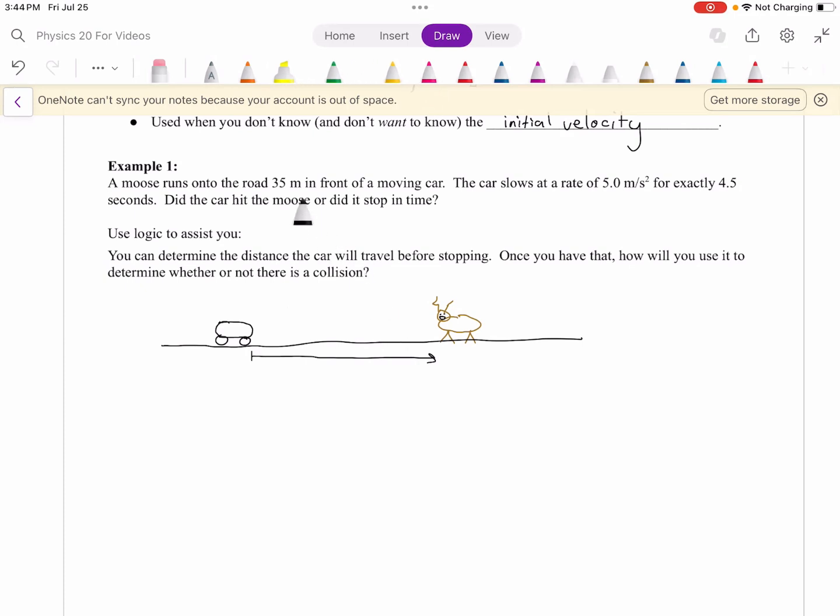And then we can compare it to 35 meters. So the car slows at a rate of 5 meters per second squared for exactly 4.5 seconds. Now, very important to note here, right? The car is going slower. So whatever direction we define as positive, what does that mean for this acceleration? It needs to be negative. It's accelerating this way, moving forwards, but accelerating backwards in order to slow down, okay? And we know that it did this for exactly 4.5 seconds.